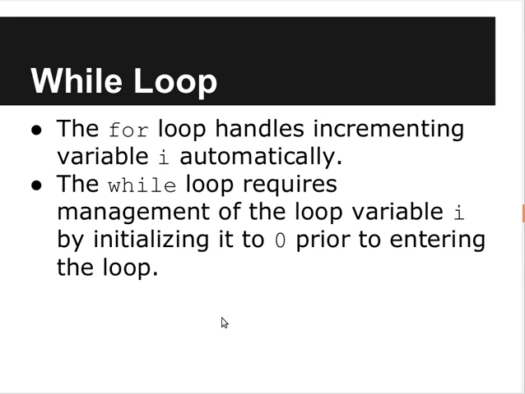So, just recapping that, right? A for loop is doing all the incrementation of that i variable for me, or whatever variable I put in that var location there of the statement. With a while loop, if I need to do that, I have to do it myself.